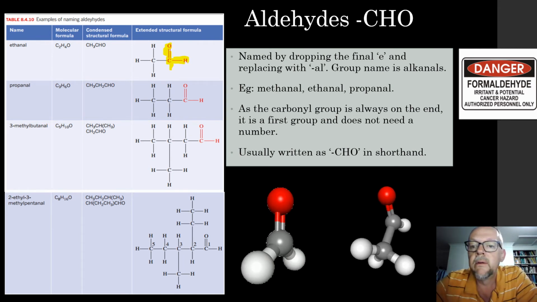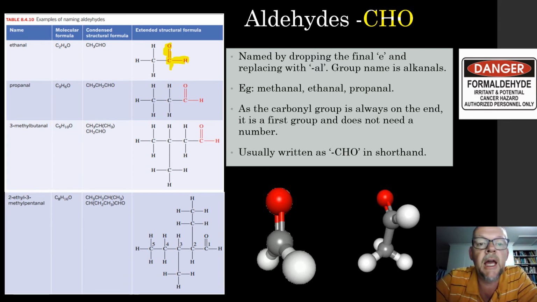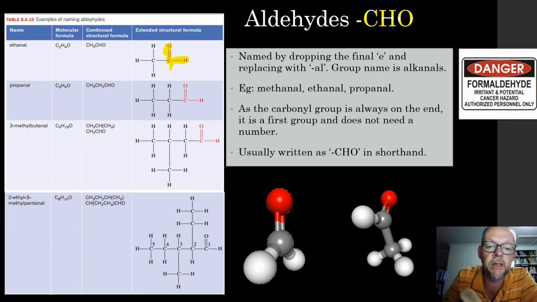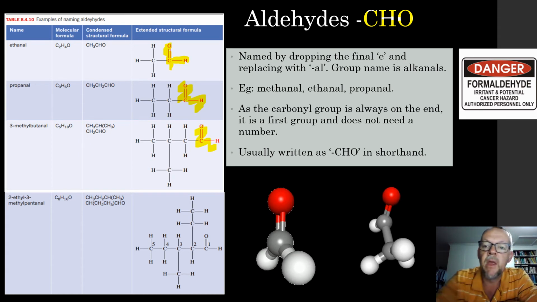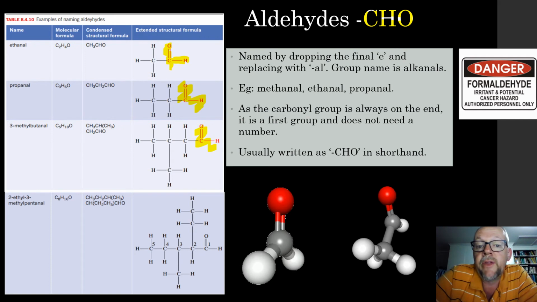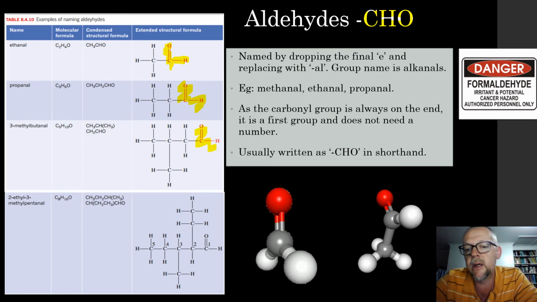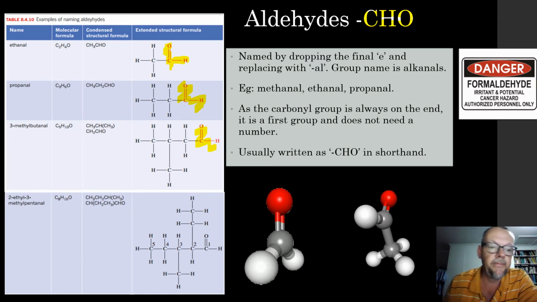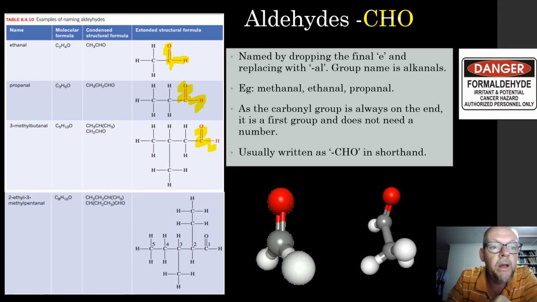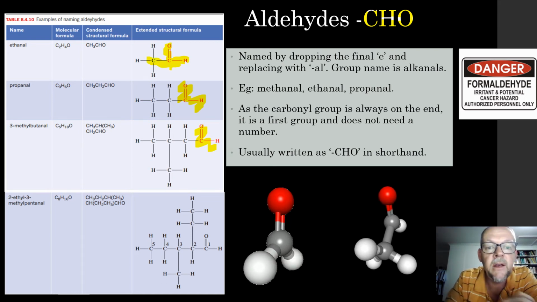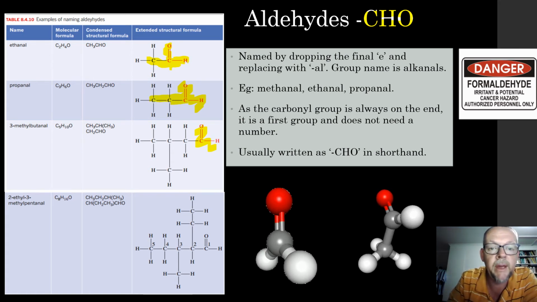We can see this carbonyl group, but we can also see this H as well. So we can just recall that it's a CHO, which is of particular interest, and you notice that this is at the end of a chain. So as a carbonyl group is always on the end, it's the first group and does not need a number. So we normally just write CHO in shorthand. If I want to look at some of the names, let's have a look at the first one. So instead of ethane, I've got ethanal. Instead of propane, I've got propanal.